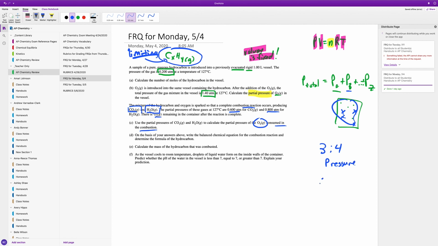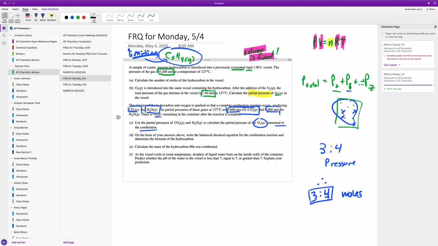And so therefore a 3-to-4 ratio of moles. Those are going to be perhaps the coefficients in the balanced equation. Every time we form 3 moles of carbon dioxide, we're going to form 4 moles of water. So those might be the coefficients there. On the basis of your answers above, write the balanced chemical equation. Those ratios have something to do with the coefficients.